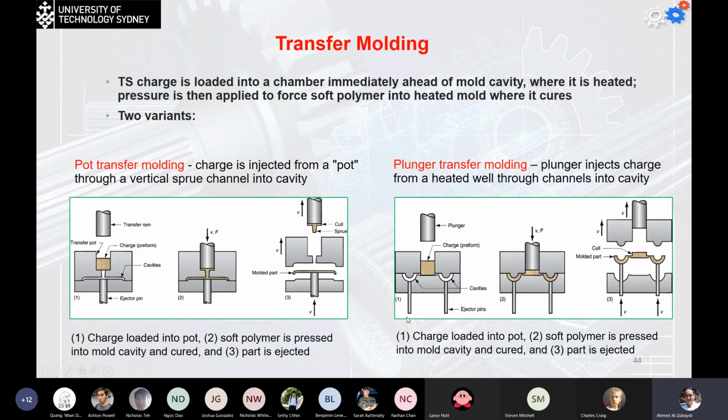The other type is going to be the plunger transfer molding. And in this case, we're going to put the materials in the cavity. Okay, we are going to use the plunger to force it to go through the cavities, or we're going to have the horizontal runners to fill the cavities of the parts. Now, the cull will be cut, and these will be the final parts on the sides.